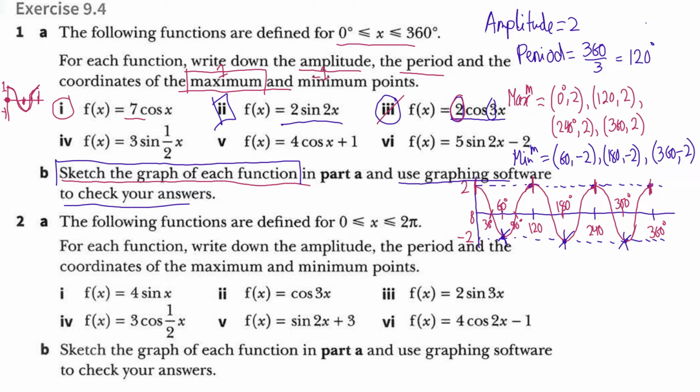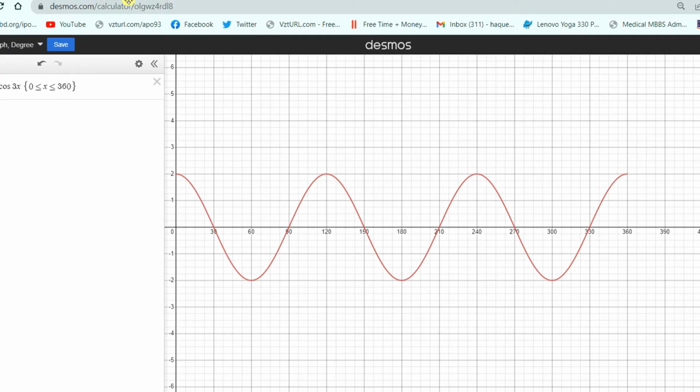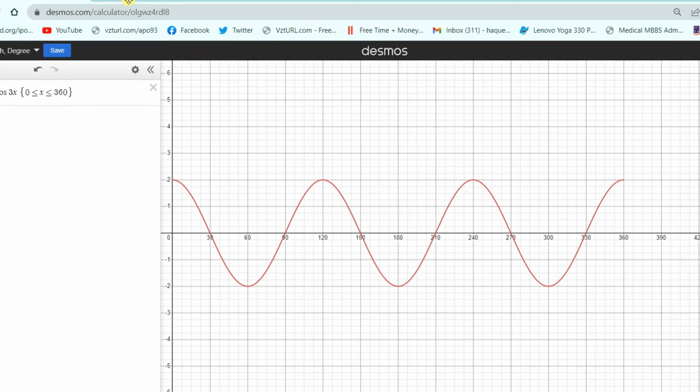Present this cos graph, cos 3x, in a graphing software. I prepared one graphing software for you. You can move directly to it. The URL is desmos.com, desmos.com.